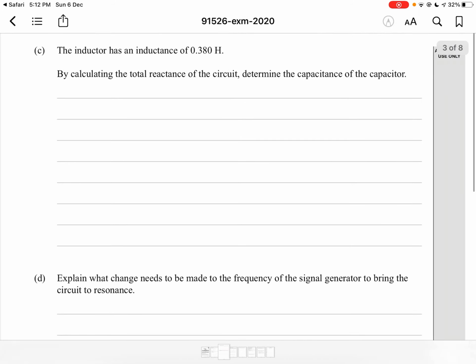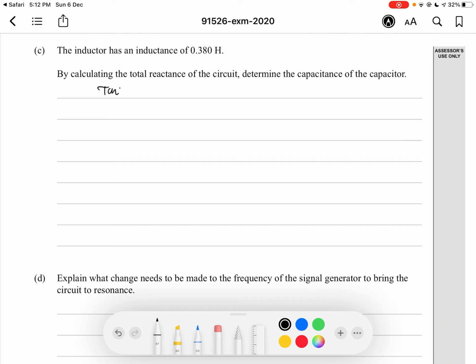So we can write that down: tan of 35 equals XL minus XC over R. Therefore, XL minus XC equals tan 35 multiplied by 150. That should give us an answer of 105.03 ohms. So that's our XL minus XC.